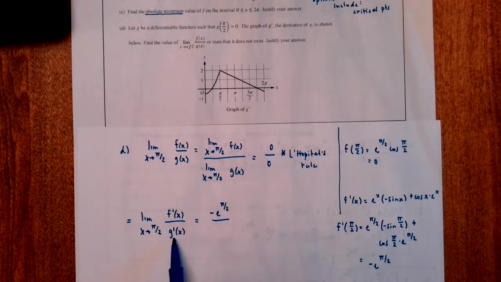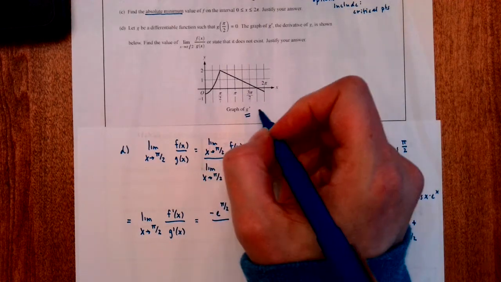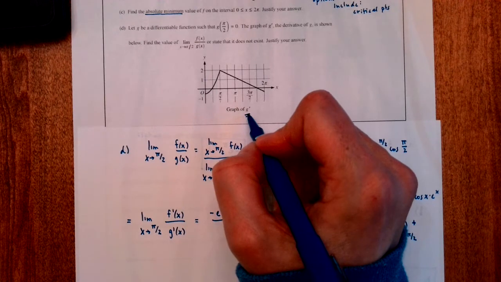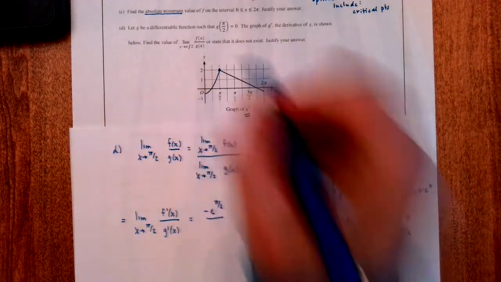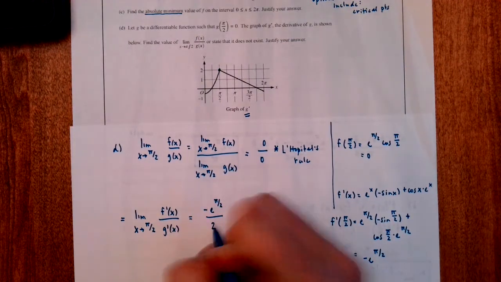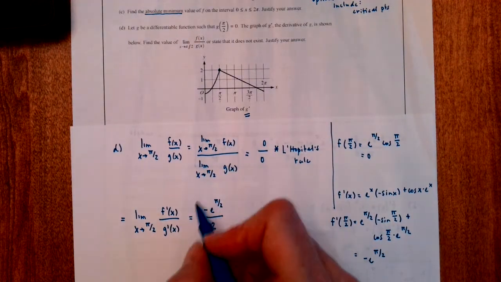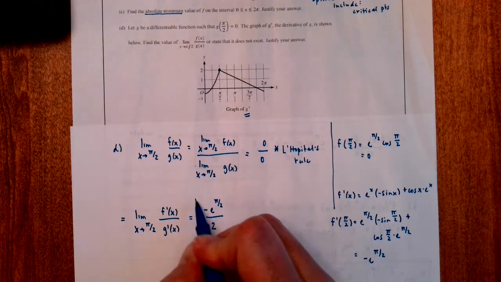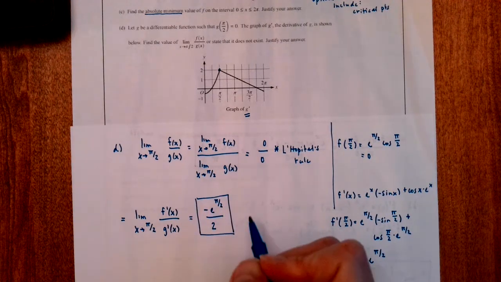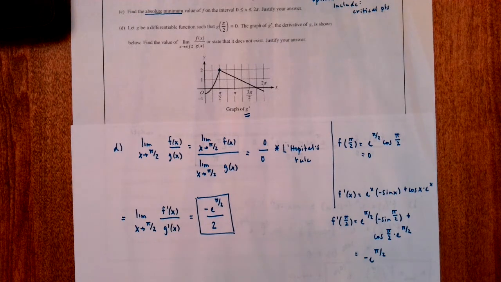Now, I need to find out what g prime of pi over 2 is. The nice thing is they gave us the graph of g prime. So if I want g prime of pi over 2, I look where x is pi over 2, and that tells me my function value there is 2. So there we've got that limit. The limit here by L'Hopital's rule is negative e to the pi over 2 all over 2.